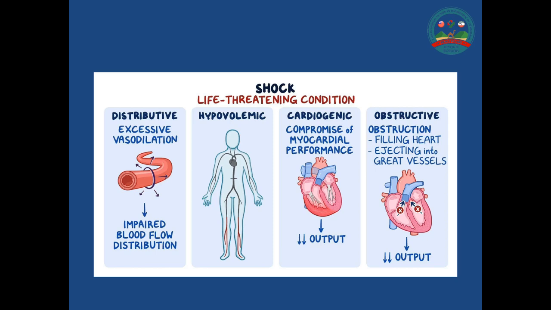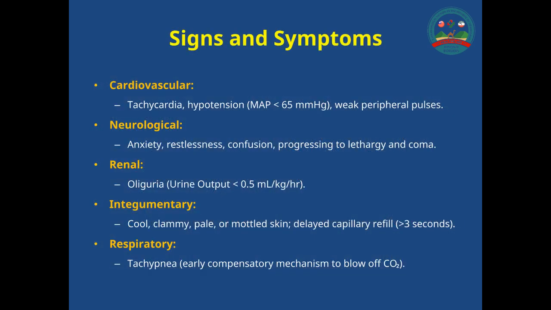All 4 forms are life-threatening conditions that require immediate recognition and treatment. Shock affects multiple organ systems. Cardiovascular signs include fast heart rate, low blood pressure with a mean arterial pressure below 65 millimeters of mercury, and weak peripheral pulses. Neurological signs include anxiety, restlessness, and confusion, which may progress to lethargy or even coma.